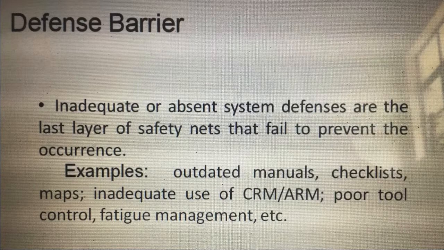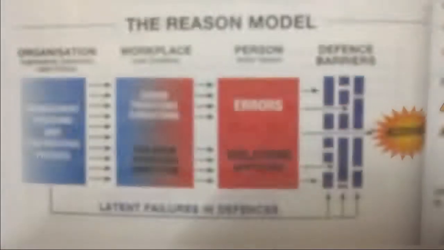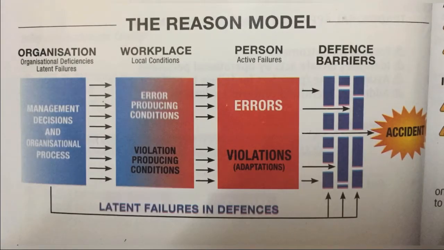For the defense barriers, inadequate or absent system defenses are the last layer of safety nets that fail to prevent the occurrence, such as outdated manuals, checklists, maps, inadequate use of CRM, ARM, poor fatigue management, poor tool control, and the like. It is stressed that in order to prevent accidents, organizations should not only focus on active failures, but more importantly on the other factors that precede and contribute to them.